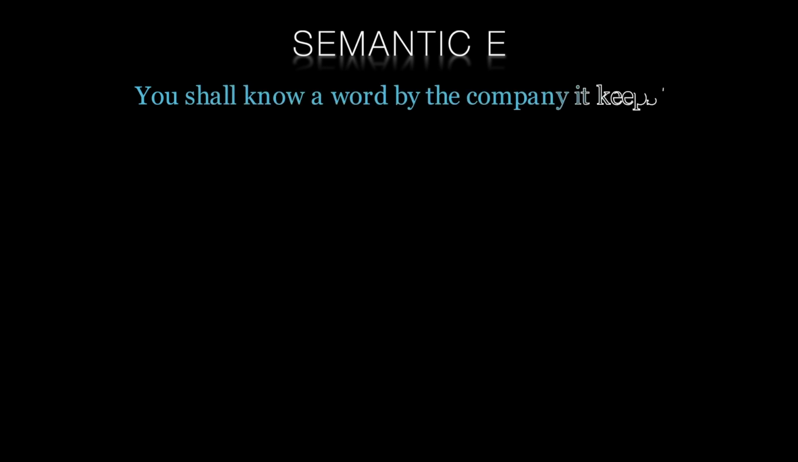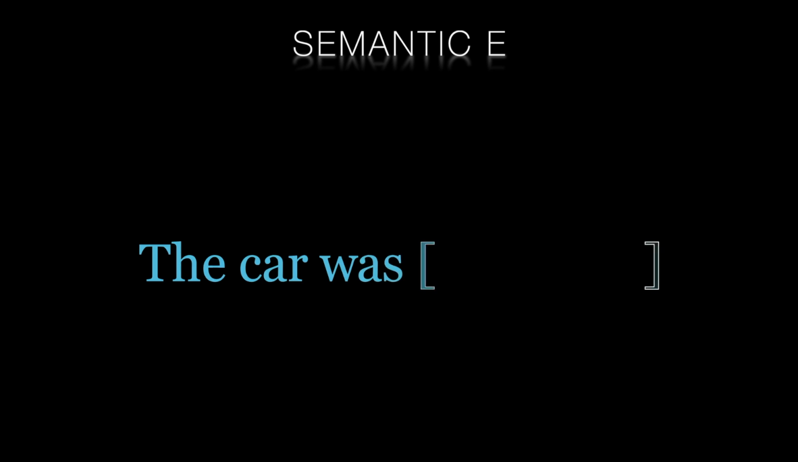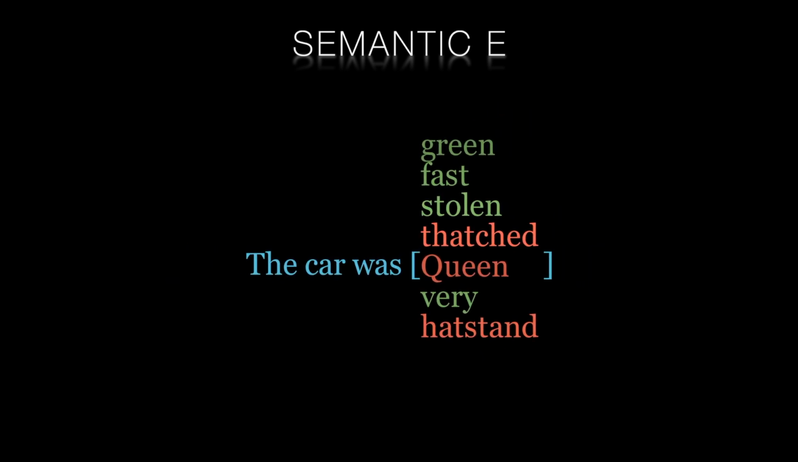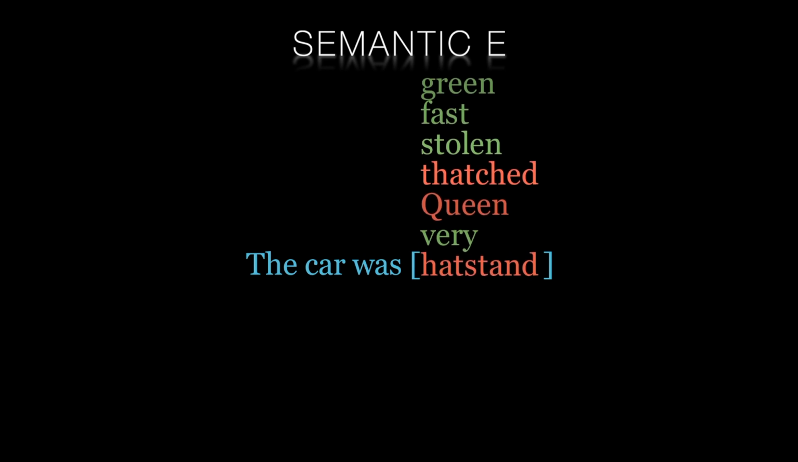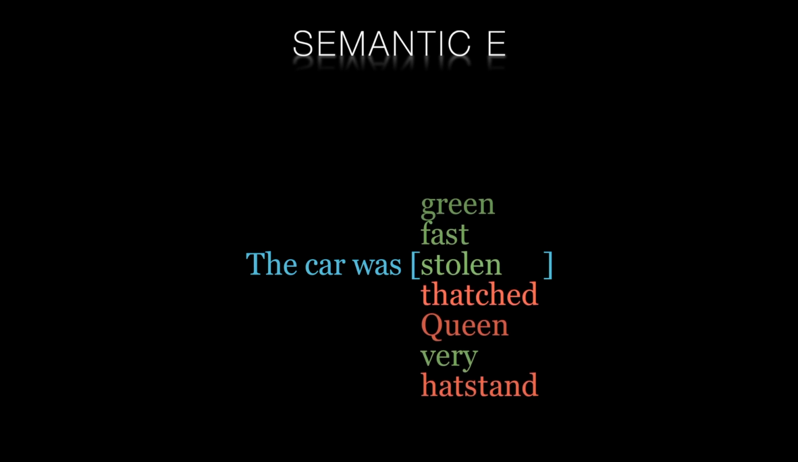If we want to understand the meaning of a word, then we can get context from the words around it. There's a famous quote from a Cambridge professor and linguist, John Firth, who said, "You shall know a word by the company it keeps." If we wanted to predict the next word in a sentence, then we know that some words are more likely than others. If our sentence began, "The car was," then words like thatched, queen, and hat stand are unlikely candidates for the next word, while others like green, fast, stolen, and very are far more likely.